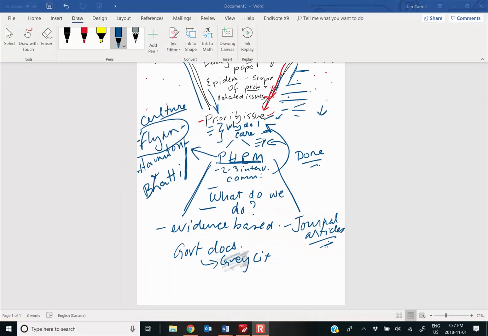All that to say, though, you can use the reference list from some of those government documents that you have to find other references. You can also, if you found one good journal article, use their reference list to find more journal articles.